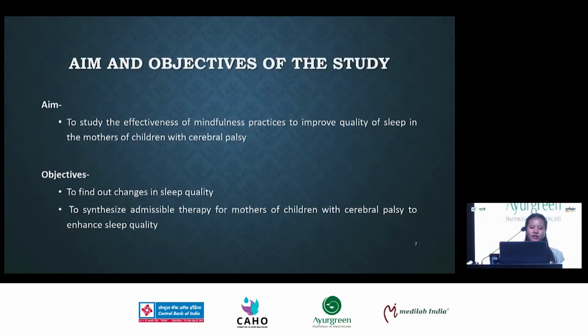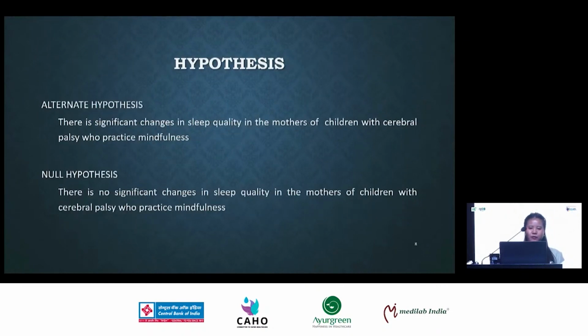Aim and objectives of the study. Aim: to study the effectiveness of mindfulness practice to improve quality of sleep in the mothers of children with cerebral palsy. Objectives: to find out changes in sleep quality, and to synthesize admissible therapy for mothers of children with cerebral palsy to enhance sleep quality.